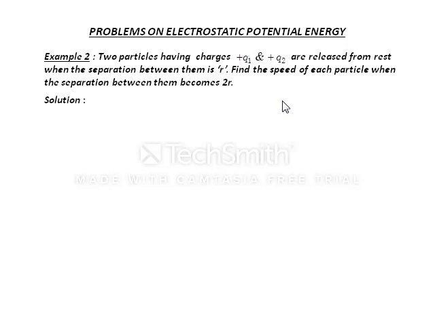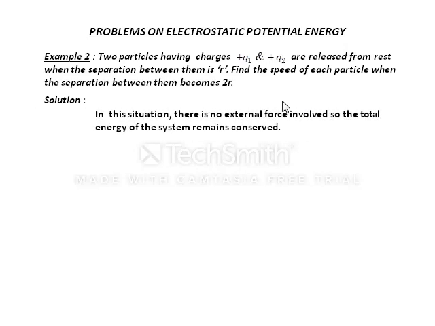It should be mentioned in the question. Anyhow, one thing is very clear, that no external agent is involved over here. You are just leaving the system on its own, releasing the system. So as there is no external agent involved, the total energy of the system must be conserved. Let's write down the initial energy of the system. U initial is K Q1 Q2 by r. And the kinetic energy initially, they were released from rest, means initial kinetic energy is 0.